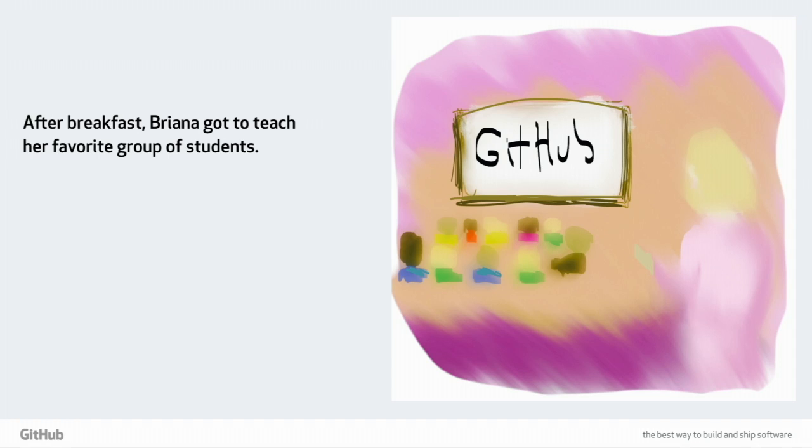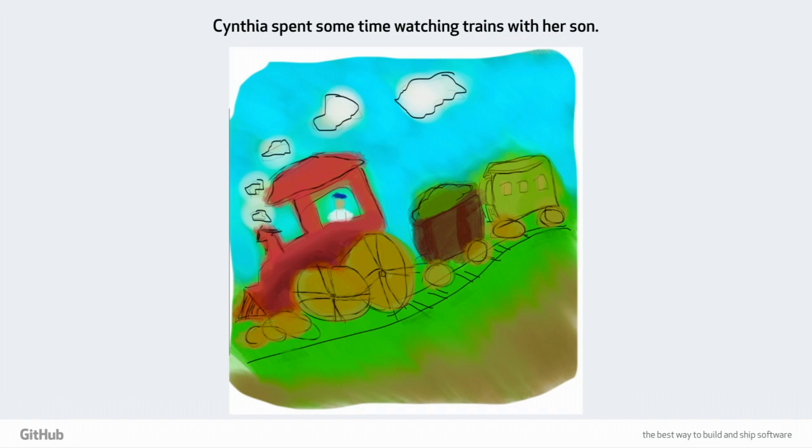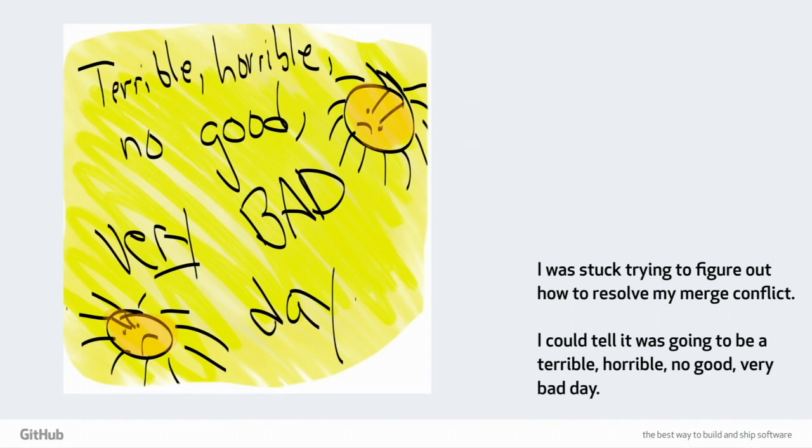After breakfast, Brianna, who's also not here, but she's from Chicago, got to teach her favorite group of students. Cynthia spent some time watching trains with her son. I was stuck trying to figure out how to resolve a merge conflict. I could tell it was going to be a terrible, horrible, no good, very bad day.